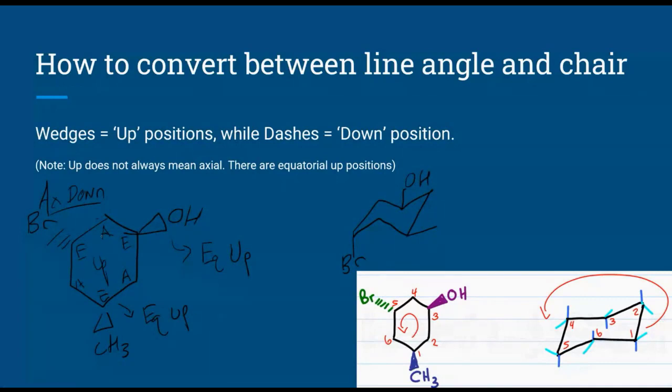And so I could have done this any way, where I could have said these positions are actually down, and then it would be the reverse, but it would get you the other chair conformation. Because once you do the ring flip, then these become axial up instead of equatorial up, right? So you could do this any way you like, but as long as you keep it consistent, you should be able to get to the right answer.